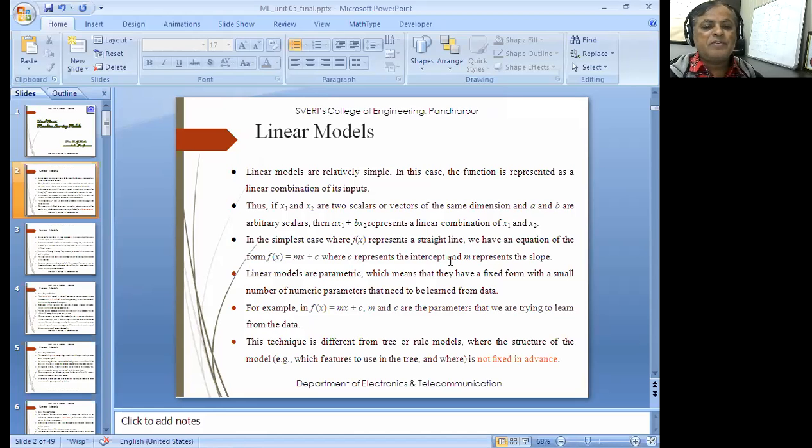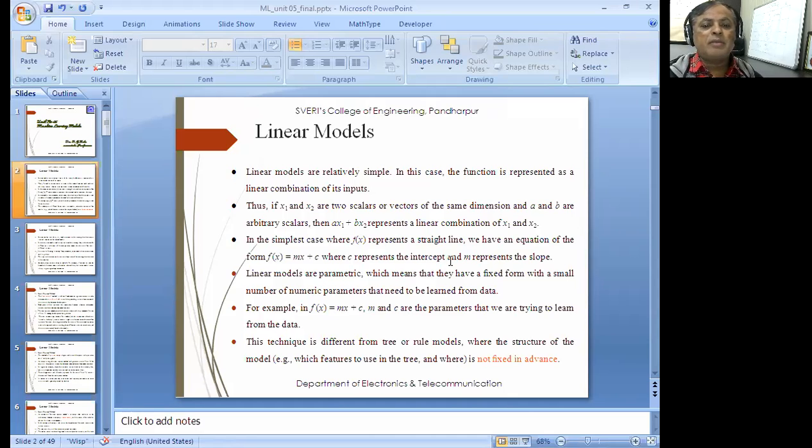This technique is different from tree or rule models, where the structure of the model is not fixed in advance, such as which features to use in the tree and where. Now, what does it mean? There are different types of models. We have been comparing these linear models with tree or rule models, which we are going to see in the next few lectures. So this is the linear model.